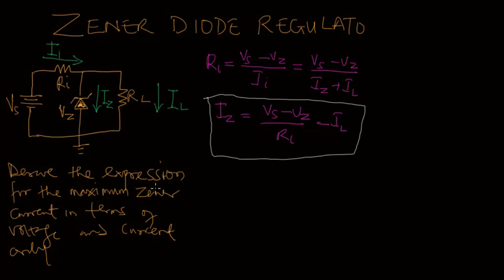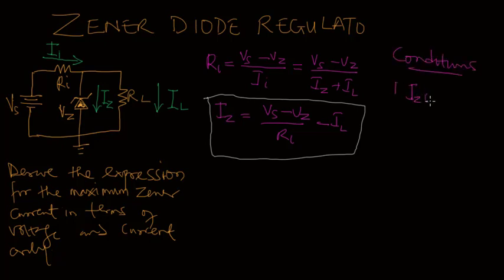However, we are asked to derive the expression for the maximum Zener current in terms of voltage and current only. To operate properly, the power dissipation in the diode must not exceed its rated value, and it must operate in the breakdown region. There are two conditions for this to occur. So let's take note of the conditions.